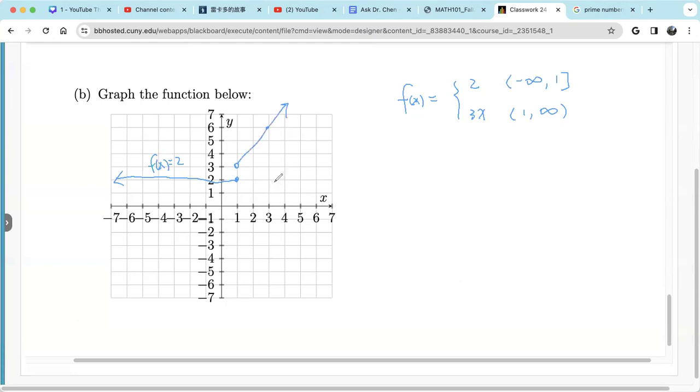So 2 pieces, and that's it. So the left piece, from 1 down to negative infinity, here we see a solid dot because 1 is in the interval. For 3x, the interval is from 1, but not including 1, so we make an open circle. Okay, that's it. That's the classwork.